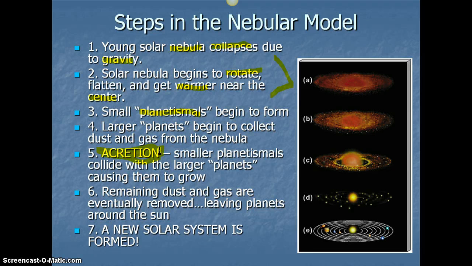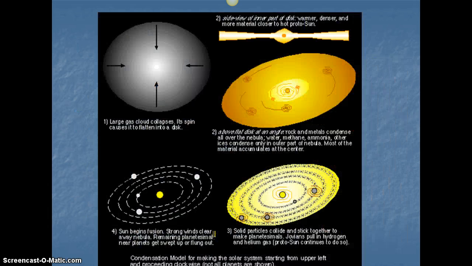These smaller planetesimals collide with the larger planets, causing them to grow. The remaining dust and gas are eventually removed because it's collected based on accretion. And so in the end, we have planets going around the sun, and this is when you have a new solar system. You do have some better pictures in your book, again, page 648 and 649.